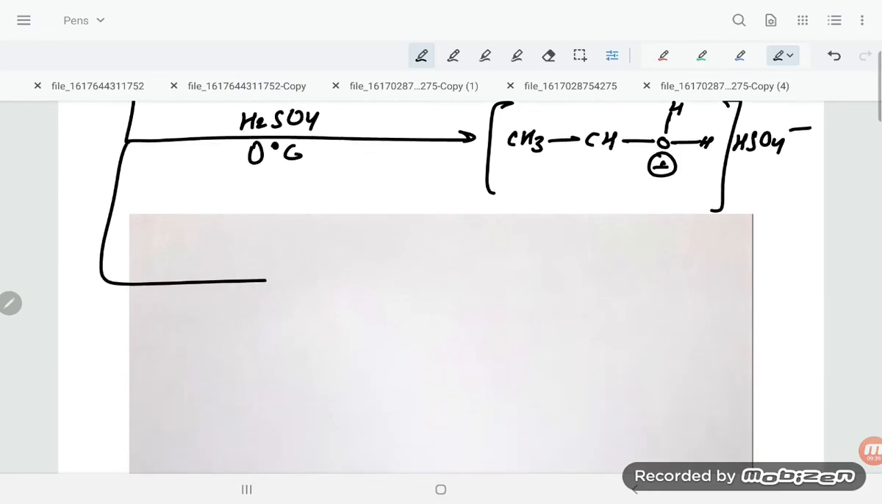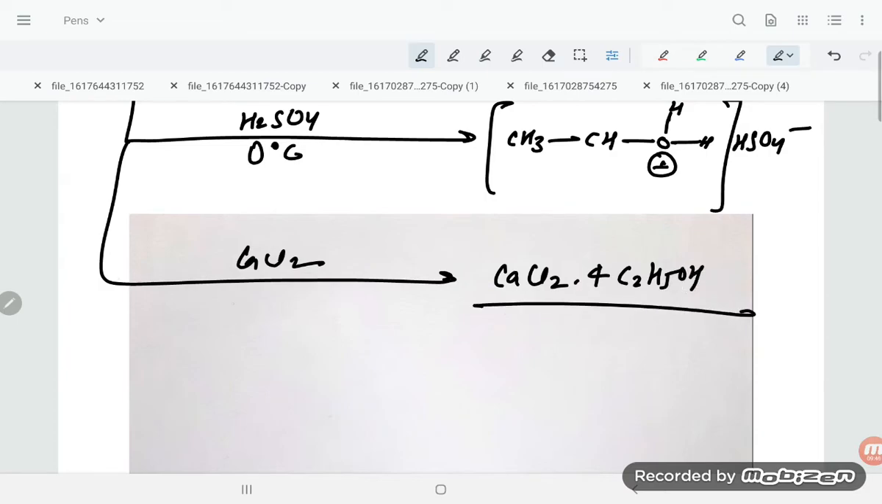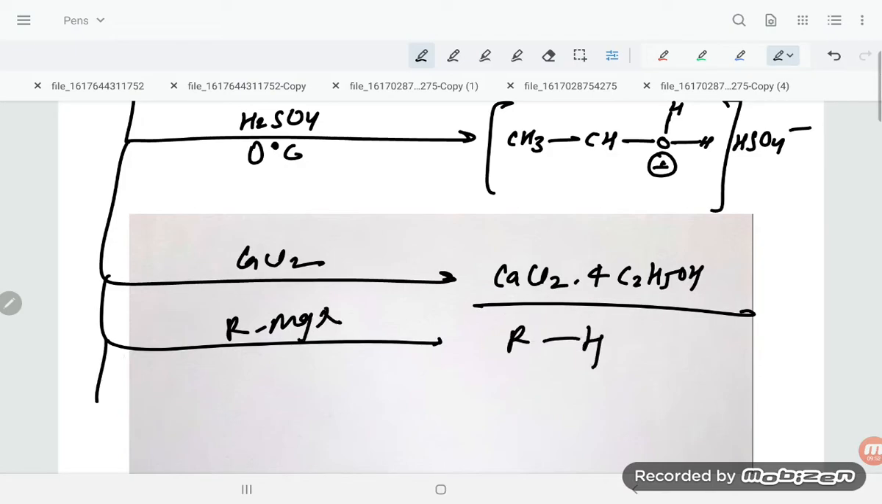If you are having anhydrous calcium chloride, CaCl2, it is also going to give CaCl2·4C2H5OH, students. If you are having the Grignard reagent RMgX, it will give RH. If you are treating with Na, it is going to give C2H5ONa.